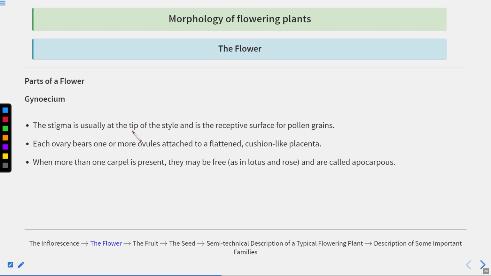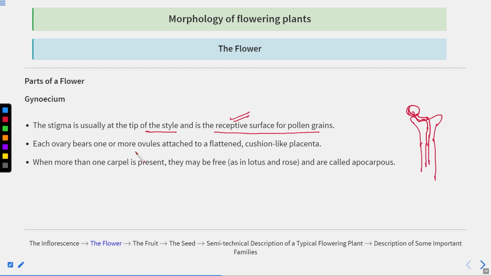The stigma is usually at the tip of the style, and it is a receptive surface for the pollen grain. So this stigma helps the plants to receive the pollen grain. Any pollen grain comes and germinates on this stigma part, and its pollen tube emerges from the stigma and goes downward through this style part and reaches the ovary, right? So this is very, very important, that it works as a receptive surface to receive the pollen grain.